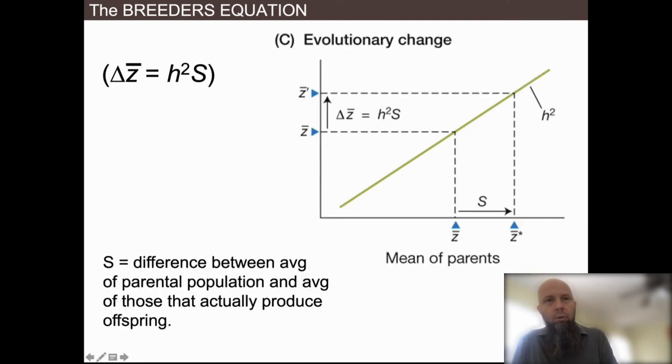So let's work through an example with the understanding that selection is this difference. S is a number. It represents the difference between z-bar and z-bar star. It is the difference between the average of the parental population, z-bar, and the average of those that actually produce offspring, z-bar star. That difference is important. With that difference and an understanding of heritability, we can make a prediction about what z-bar prime is and what the change in z-bar is, so delta z-bar.